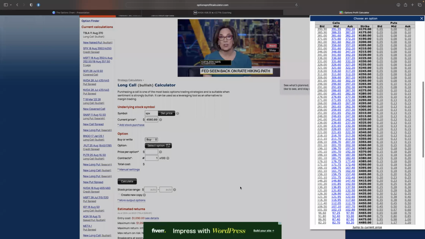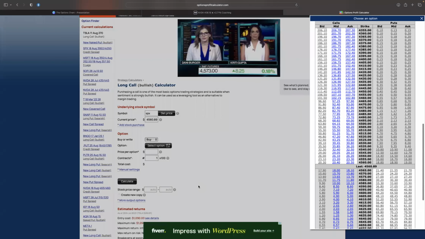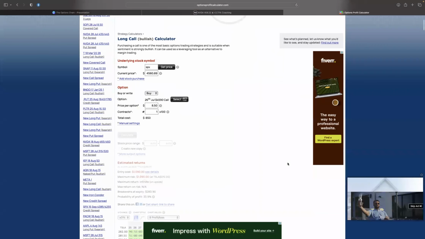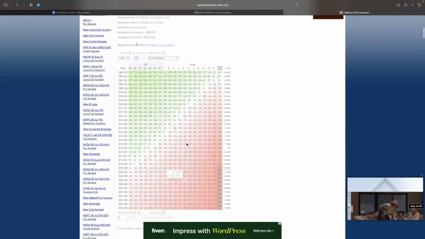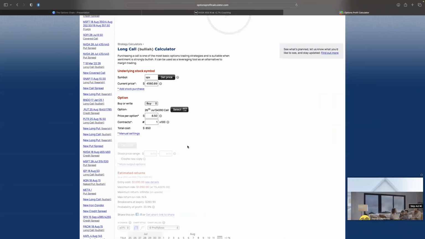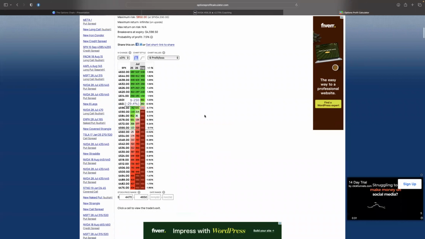Let's look at this. This is an $850 premium. And look at this. Oh, wait, this is still Tesla. Come on. It doesn't want to load for us. There we go. So yeah, this thing's still got to be moving. A lot of these things have to be moving.